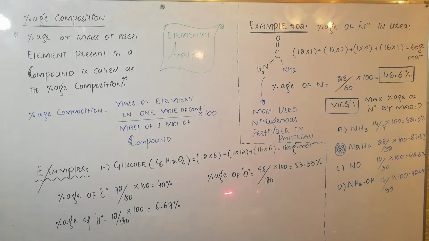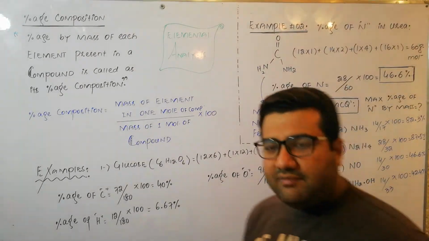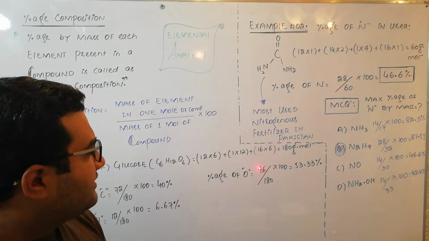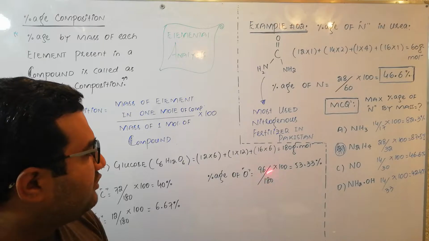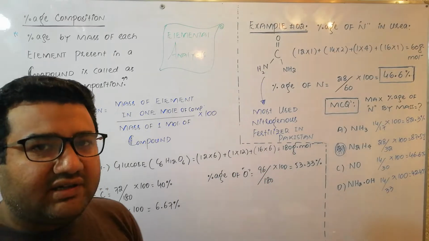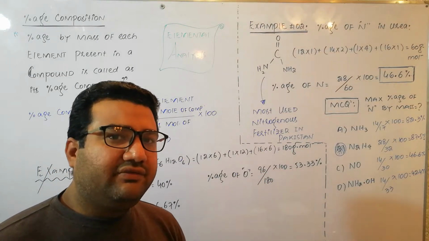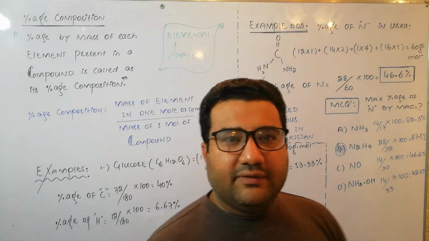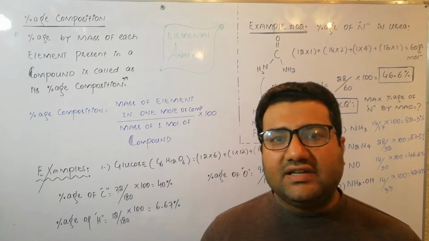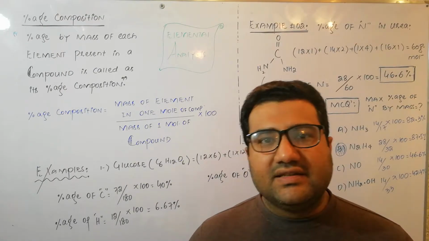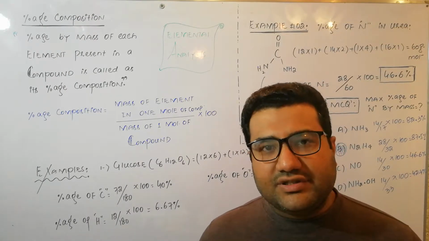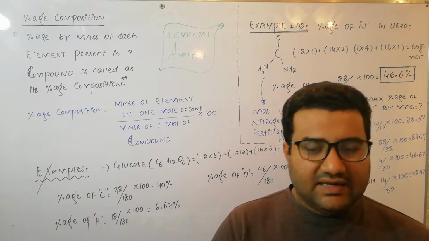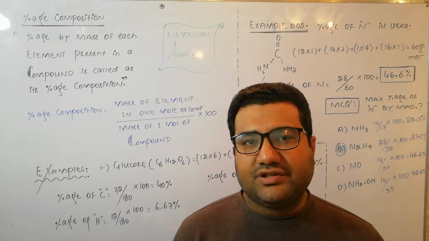And the last one, the percentage of oxygen. The total mass of oxygen in glucose is 96 grams, so 96 divided by 180, the molar mass of glucose, multiplied by 100, comes out to be 53.33%. We conclude that glucose has 40% carbon by mass, 6.67% hydrogen by mass, and 53.3% oxygen by mass. This is the percentage composition of glucose.